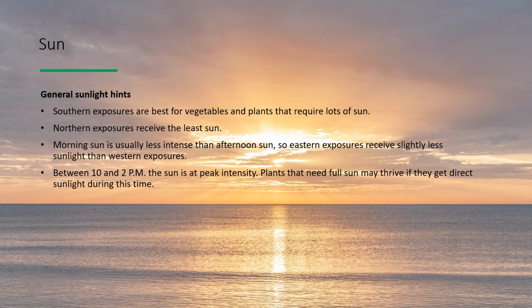General sunlight hints. Southern exposures are best for vegetables and plants that require lots of sun. Northern exposures receive the least sun. Morning sun is usually less intense than afternoon sun, so eastern exposures receive slightly less sunlight than western exposures. Between 10 and 2 p.m., the sun is at peak intensity. Plants that need full sun may thrive if they get direct sunlight during this time.